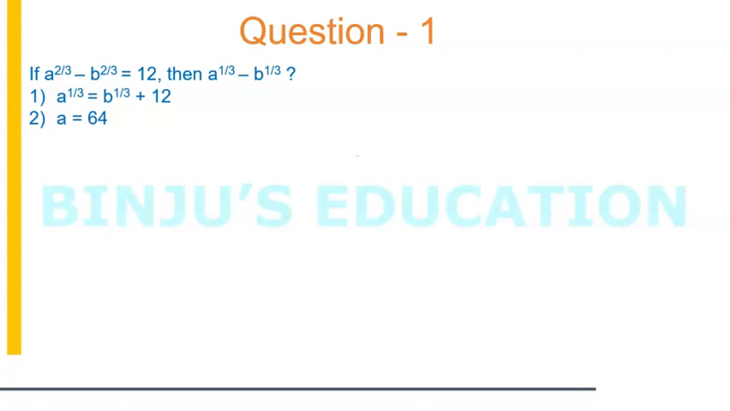All right, let's see how we can solve this one. Now, this question is based on the fundamental algebra property, that is a plus b into a minus b is equal to a square minus b square. Okay. Now, if we use this property here, now it says that a to the power 2 by 3 minus b to the power 2 by 3. Now, understanding of this expression is really very important for you.